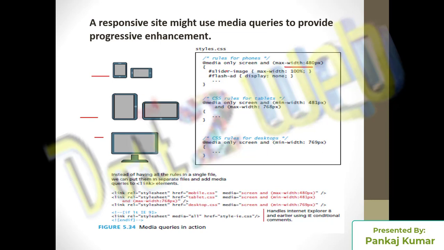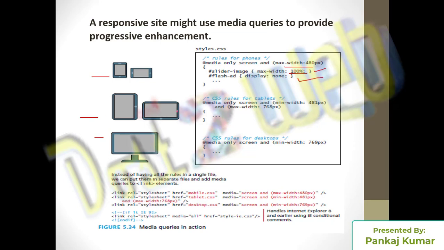Suppose I have defined a slider image, then what you are going to do is set the slider image maximum width to 100%. That means the moment your screen size gets reduced, the slider image will also get adjusted and the width will be 100%. So if the screen size is only this much, then it will also be 100% of that. Then for a flash ad, if you are giving one, define that flash ad display.